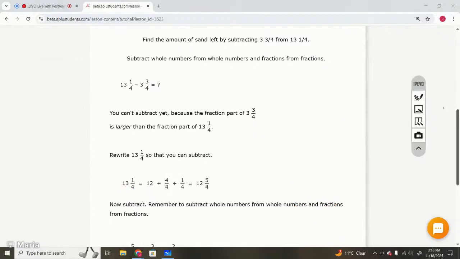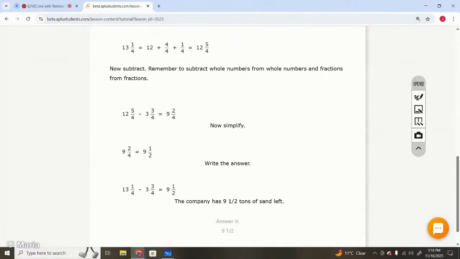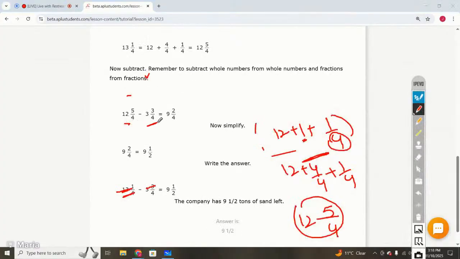You can now simply subtract 12 whole 5 by 4 minus 3 whole 3 by 4. Subtract the whole numbers. 12 minus 3 is 9. Subtract their numerators. 5 minus 3 is 4. That is 9 whole 2 by 4. Got it? Is there any confusion still? We need to write the answer in simplest form. Divide both numerator and denominator by 2. So we have 9 whole 1 over 2. Got it? If you still have any confusion, you can ask.